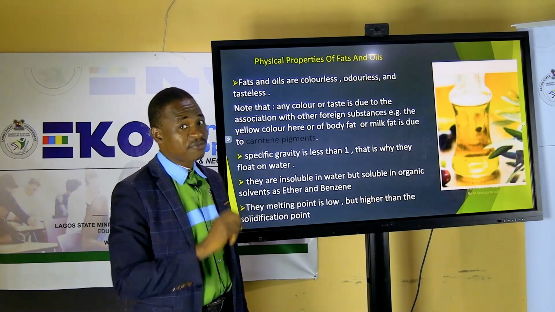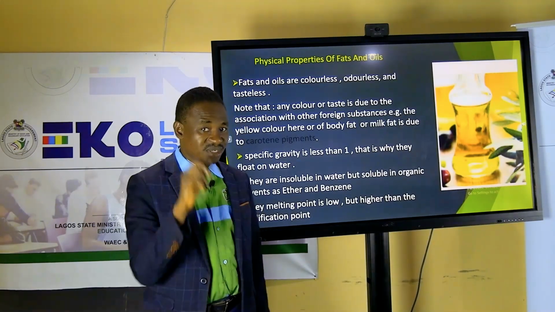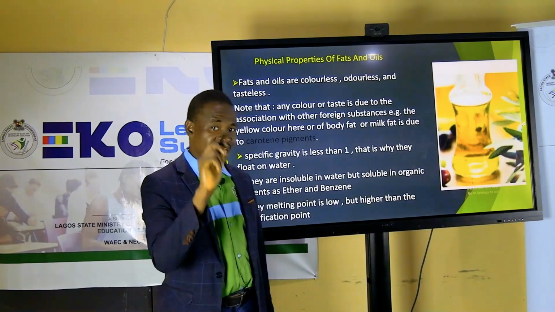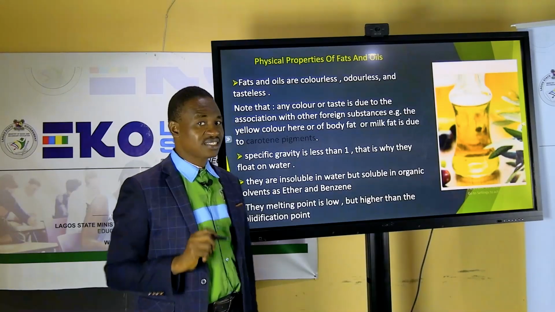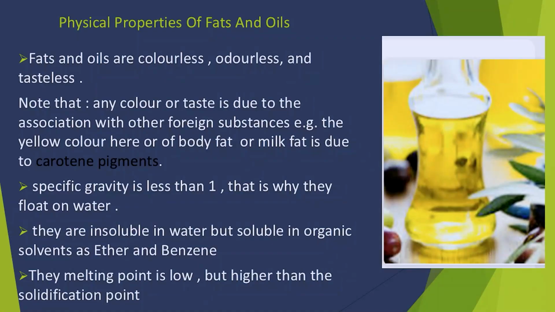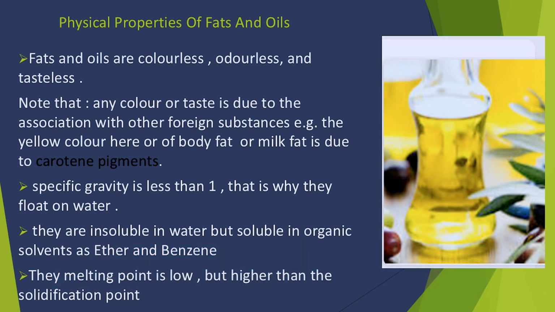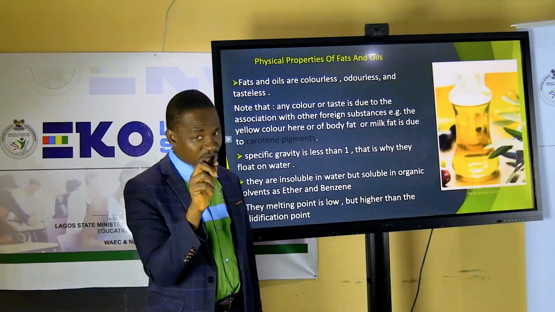I wanted to tell you before why your fat and oil is colored, because of the pigment called what? Carotene. Note that. Write it in your book. Another thing you need to know is the specific gravity is less than 1. That is why they float on water. You can try it at home. A drop of oil, put it inside the water in a cup. What do you notice? I hope you can tell me.